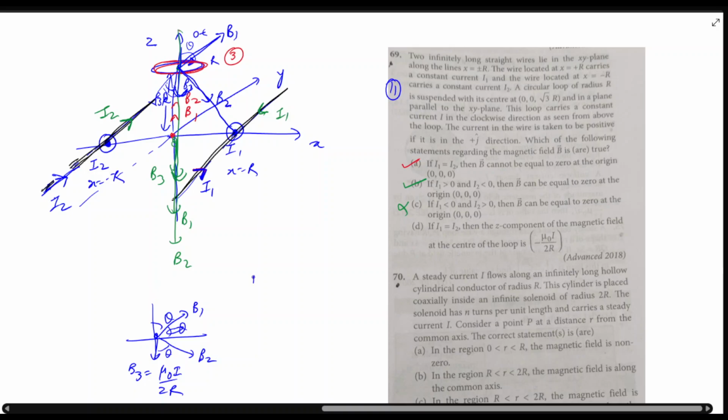So in Z direction, there will be B1 cos theta in upper direction, right? B2 cos theta in downward direction, and we have B3. So these two will get cancelled. So only B3 will be there. So D option is also correct. In Z direction, the magnetic field at the center of the loop will be only due to the loop itself. Okay, so D is correct. So this is quite an interesting question. Easy, but a bit complicated. Not that it's easy, right?